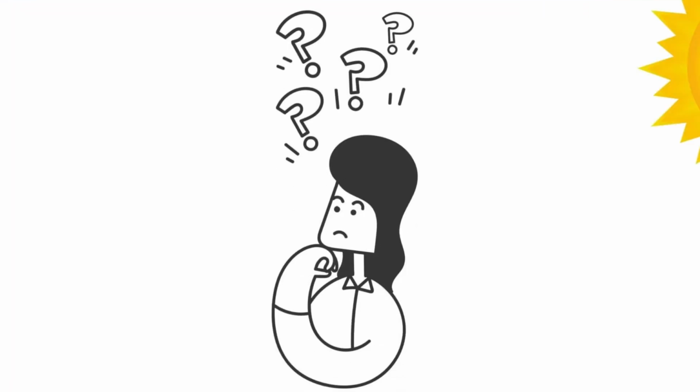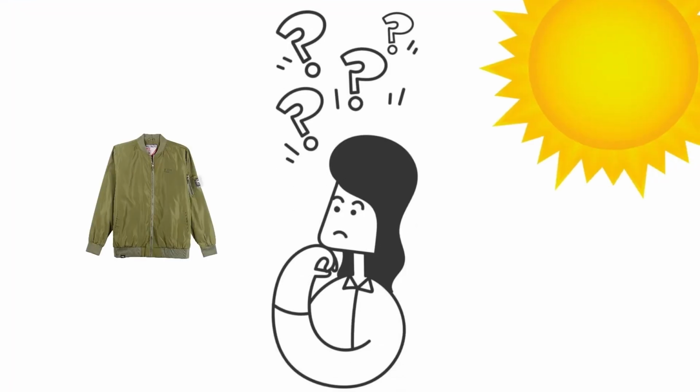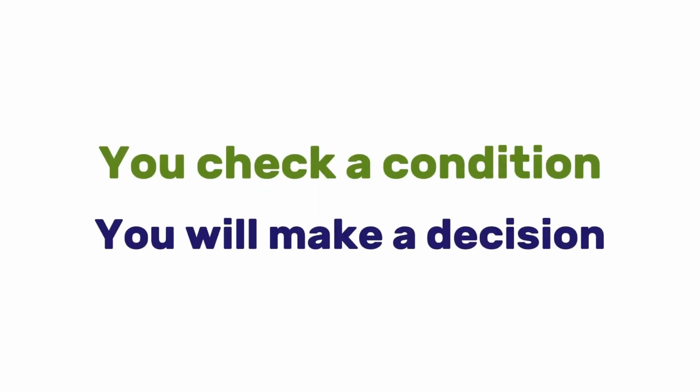Let me explain. Imagine you are standing outside and you want to decide whether to wear a jacket or not. So first, of course, you'll check the weather condition. If it's cold, you wear a jacket. If it's not, or if it's warm or hot, you don't. This is exactly what an if-else statement does in programming. You check a condition, and based on that, you will make a decision.